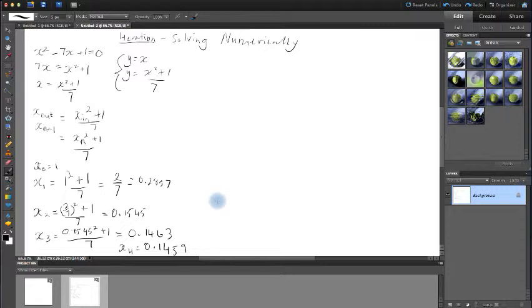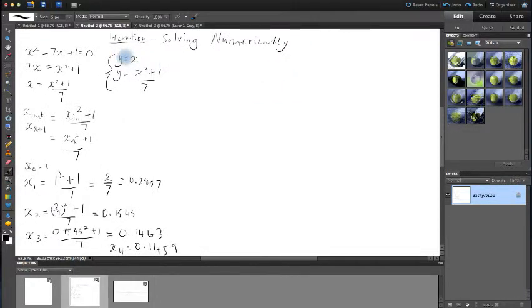Now I'm going to talk a little bit about why this works, why it's allowed to work. The reason's all to do with this idea that what we're creating is two simultaneous equations. So let's plot those two simultaneous equations on a set of axes.